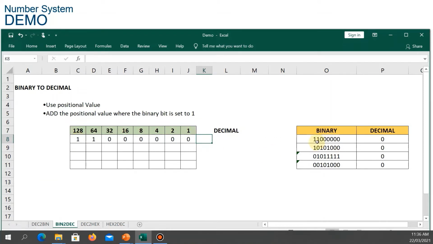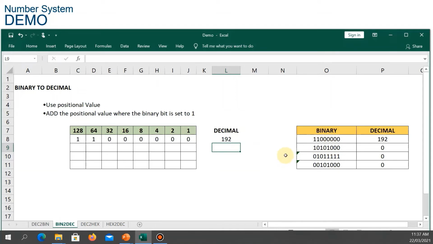Now, to get the decimal equivalent of that, we just have to add the positional values where we placed 1. So you've got 1 on 128 and 1 on 64. So 128 plus 64 is the decimal value of 11000000, which is equivalent to 192. All right, as simple as that. 192 equals 11000000.